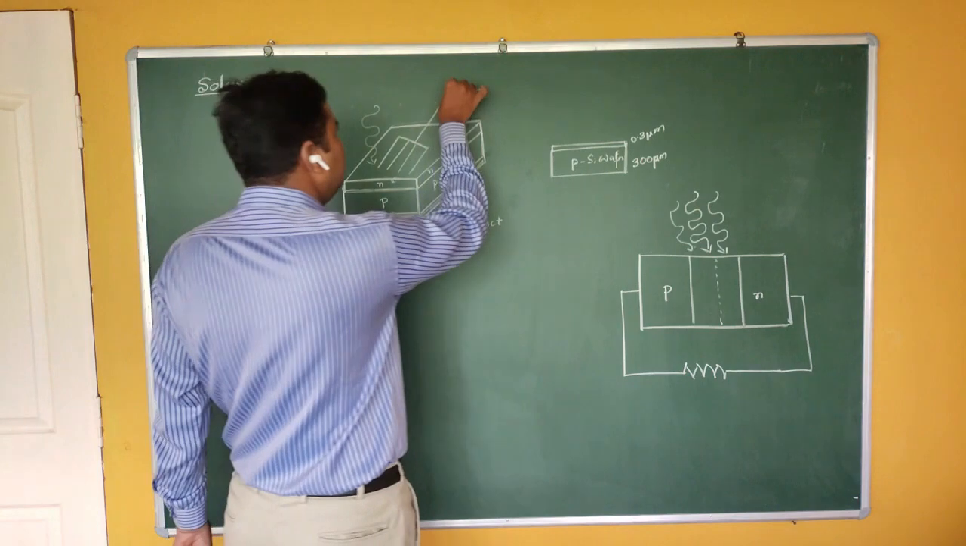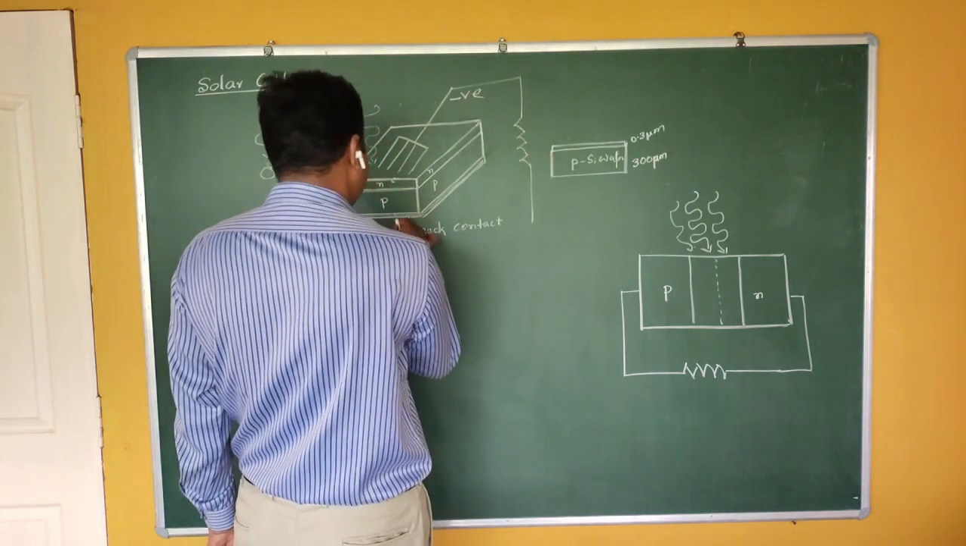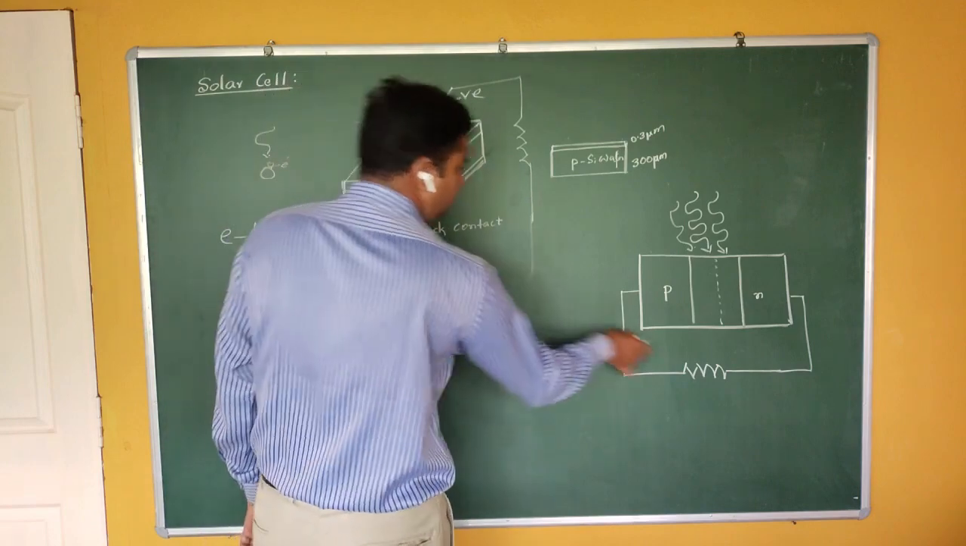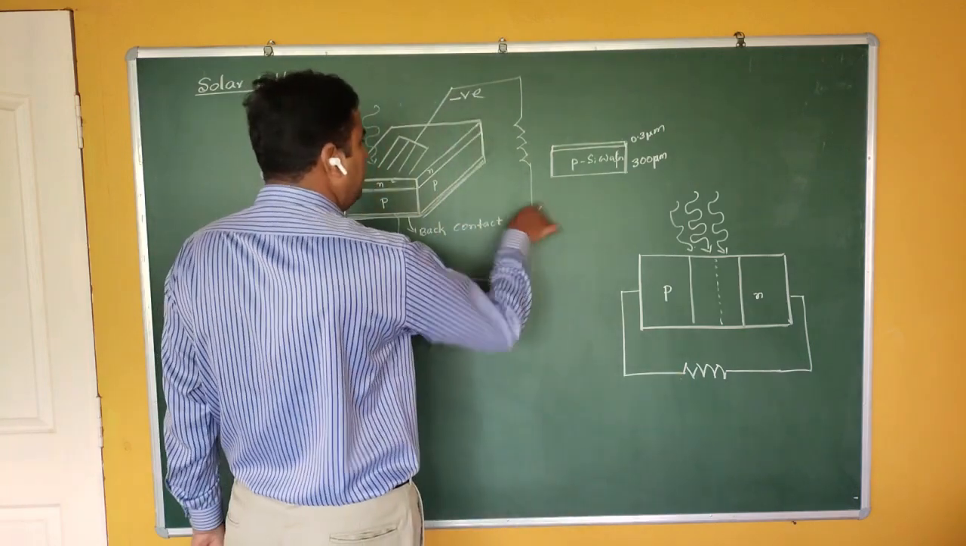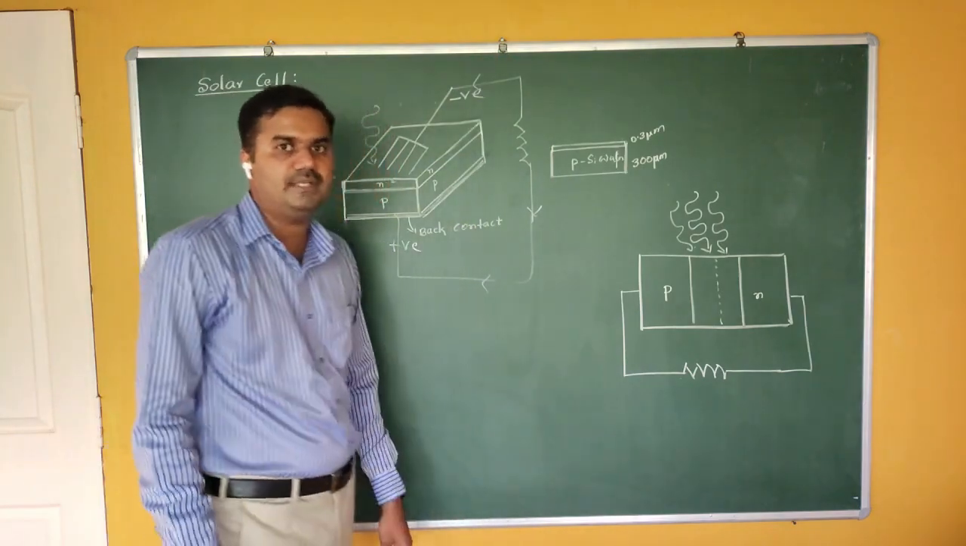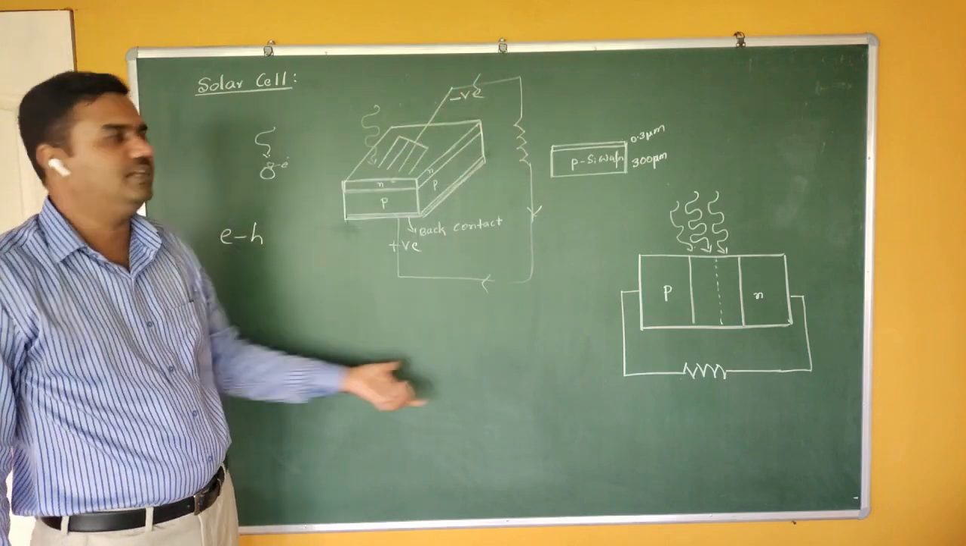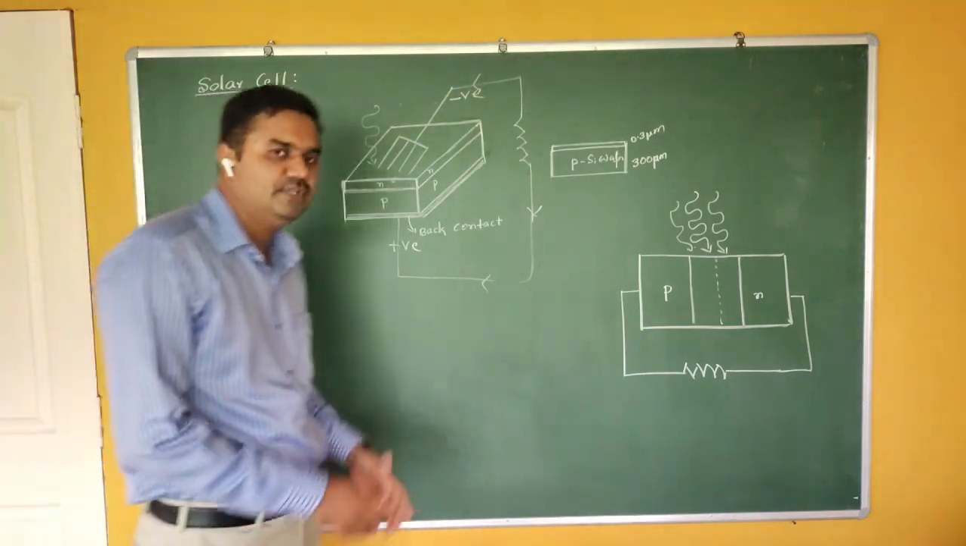If you connect some load resistor here and make the circuit complete, then definitely current flows through the circuit. Therefore, here you converted light energy into electrical energy. Now that is the principal working of a solar cell.